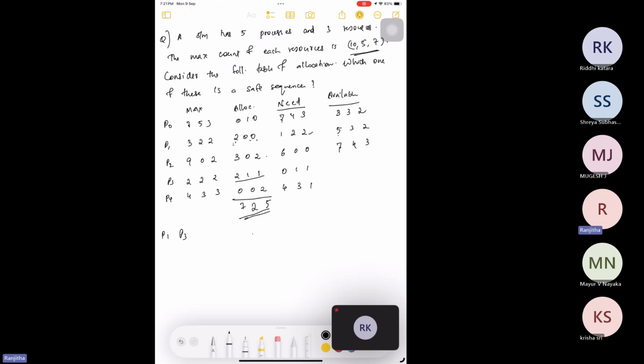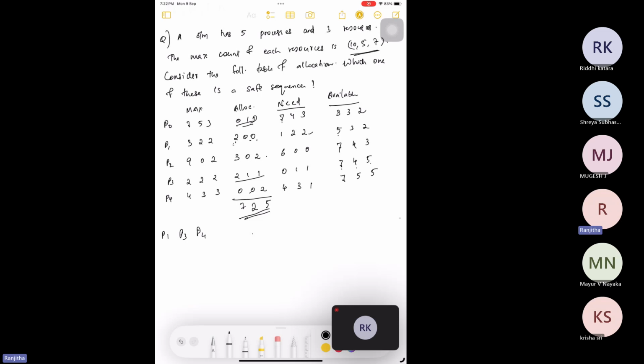Now let's go and execute P4. If P4 goes for execution, this allocated 002 will come to the available. So the available increases to 7, 4 and 5. So P1, P3 and P4 are done. Now let's go to P0. P0 needs 7, 4 and 3. We have 7, 4 and 5. So once P0 executes, the alloc will come to available. So available becomes 7, 5 and 5.